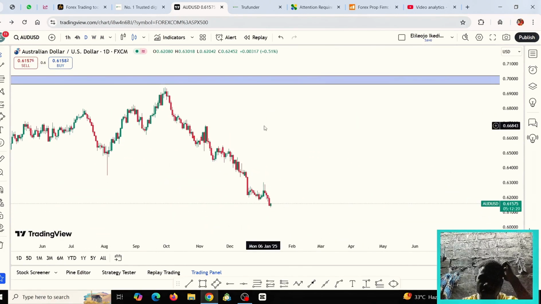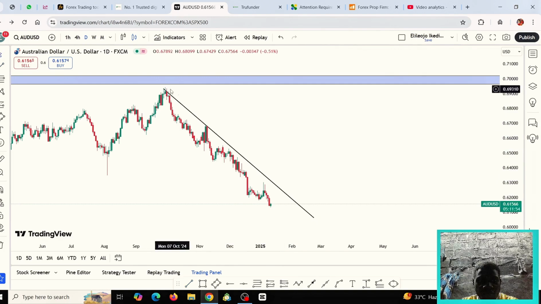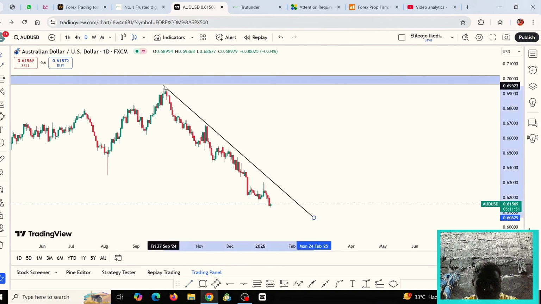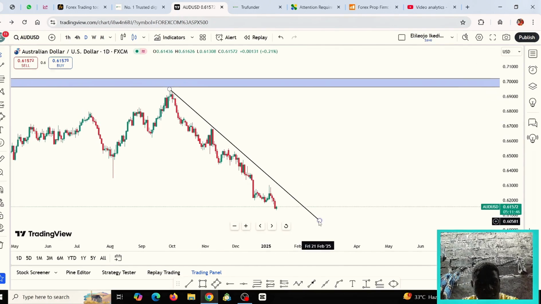Now looking at the daily time frame, how can we draw our trend line here? It's still the same concept. Identify the outermost points, which are this and this. Connect it and slide it down. It must be on the wicks. Place it on the wicks here and then slide it down.